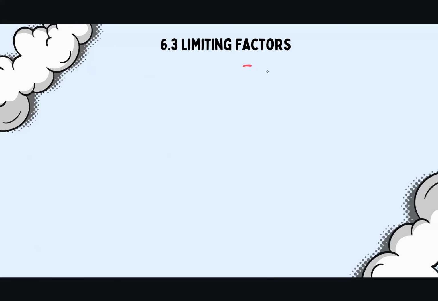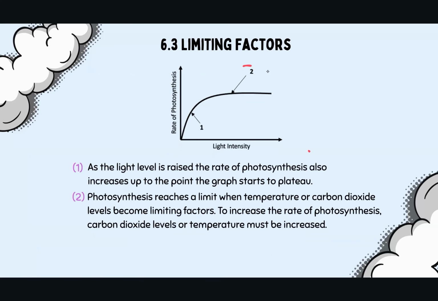Okay, limiting factors. Let's now look at another limiting factor. So light intensity. Again, we've got step 1 and step 2. As the light level is raised, the rate of photosynthesis also increases. So that is your description. It increases up to a point, and then after that, the graph starts to plateau. Plateau means this straight line here. Okay, and that's the description.